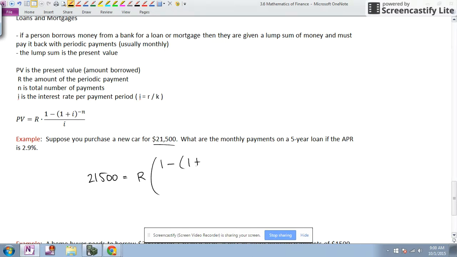1 plus, now I is the rate over the time. So the rate is 2.9, so 0.029 over the time. We're going to do monthly payments. And that is going to get raised to how many payments you make in a 5-year period. So 12 payments in 5 years, that's 60 payments. And car people will tell you that they understand that number because they know there's 60 payments in their car. And we divide it by I.